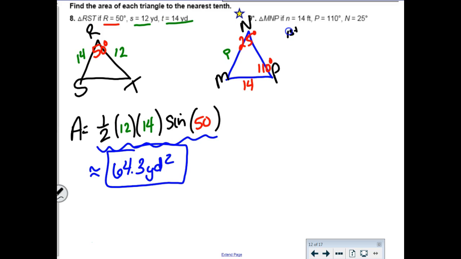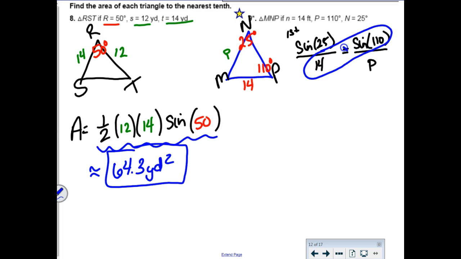So first thing we have to do is set up. We know everything about N. So sine of 25 over 14 equals sine of, if we're trying to find side P, we're going to use 110 degrees. Okay, so on your calculator, could you please cross multiply and divide this ratio?